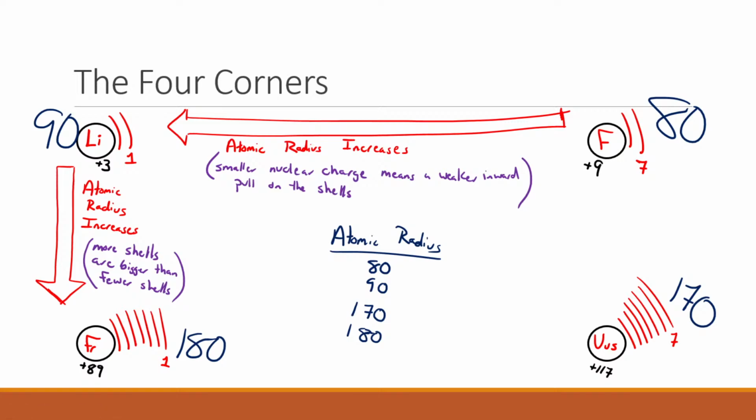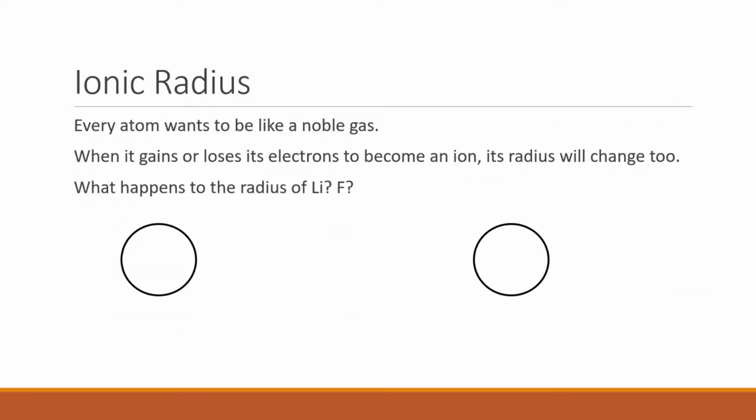But this isn't all we're here to talk about today. Today we also want to talk about the radius of an ion, which is going to be slightly different than these radii here. These are all atoms. They have neutral charges. They have the same number of protons as electrons. But what happens when these things become ions? How does that change the radius?